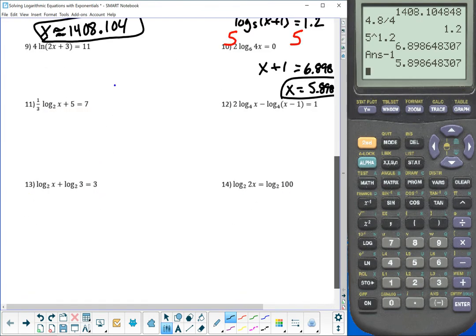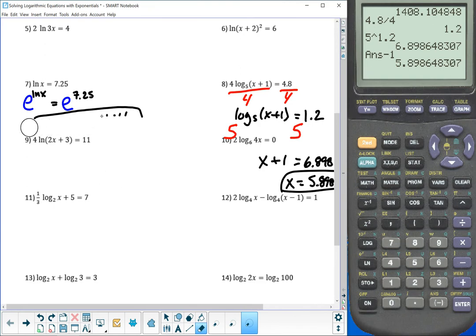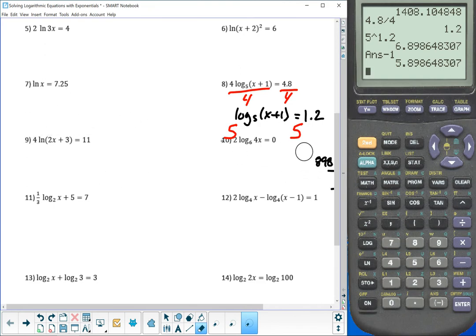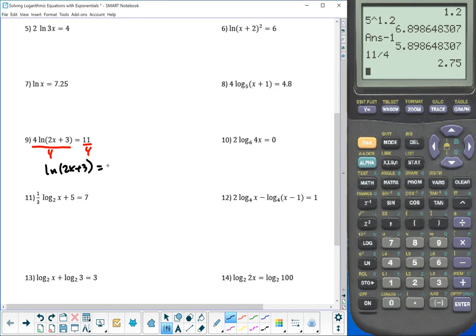Number 9. Sorry, I'm going to clean this up. Number 9, you're going to have to divide by 4, and it's not going to be a pretty number, but you know what? It's okay. So you will have ln, which is log base e, of 2x plus 3 equals 11 divided by 4. You should have your calculator handy. 2.75.